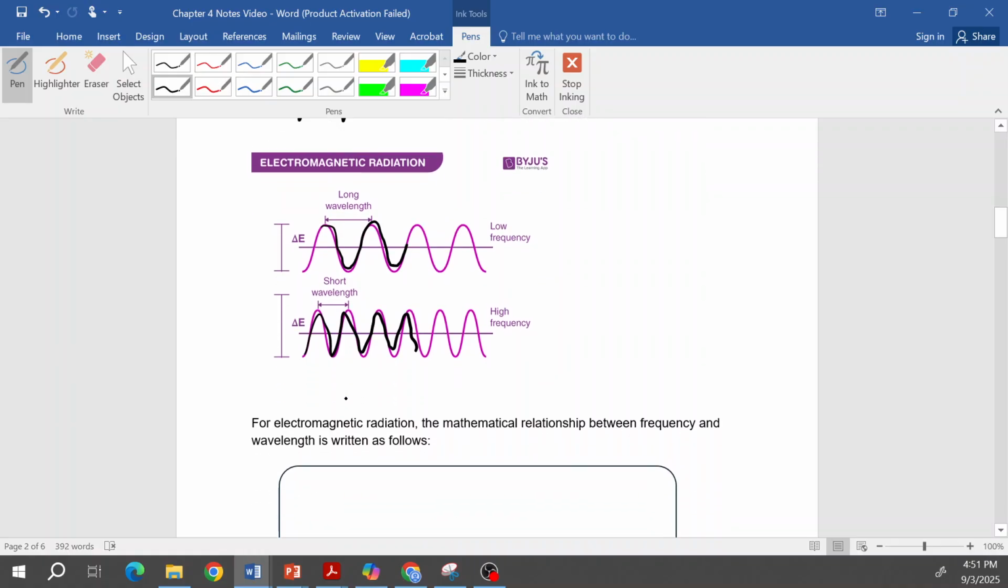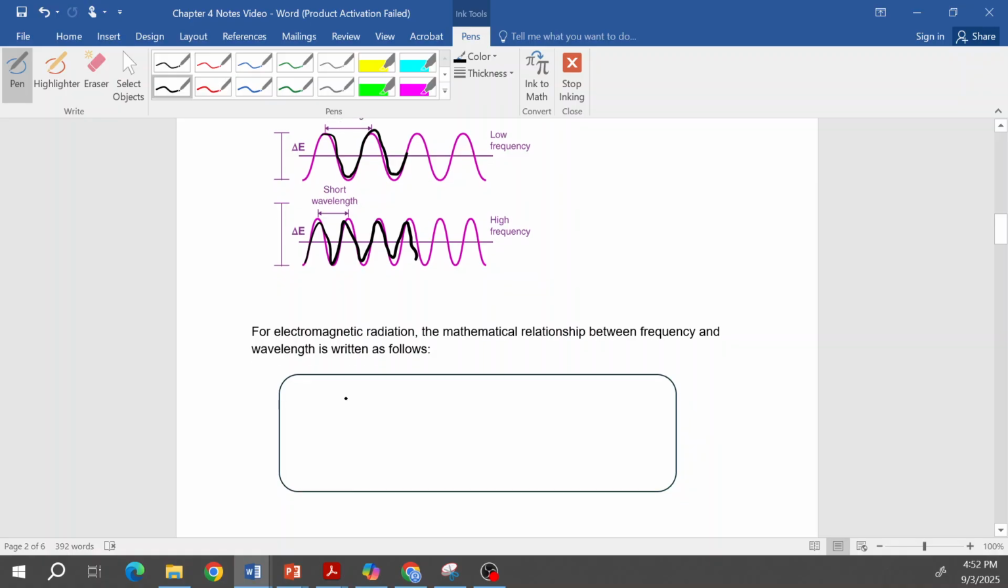For electromagnetic radiation, the mathematical relationship between frequency and wavelength is written like this: c equals lambda times v. Remember, lambda is your wavelength, and v is your frequency. Sometimes we call that velocity, like v for velocity, but that's our frequency. What is the c? Well, the c is actually the speed of light.